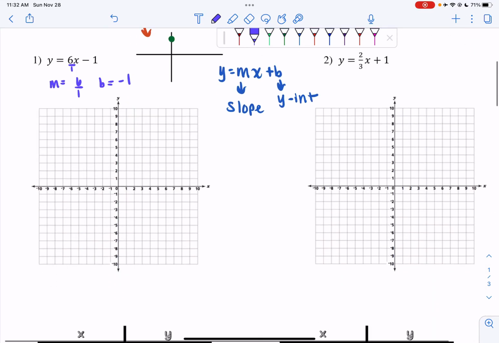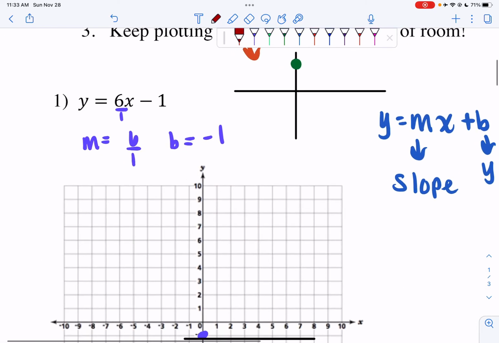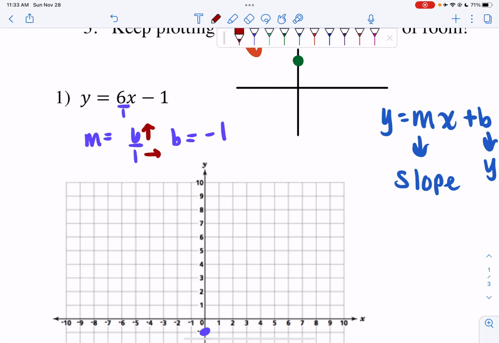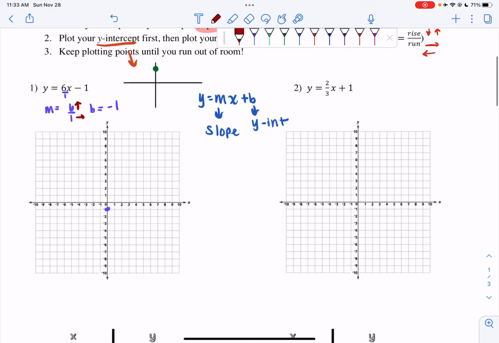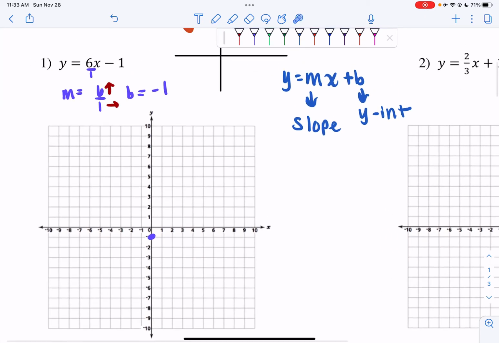So I'm going to go to my y-axis, and I'm going to plot at negative 1. So if I look right here, I'm going to plot a point right there. Now, since my slope is positive, I'm going to go up 6 and to the right 1. So 1, 2, 3, 4, 5, 6, right 1. And I plot a point at 1, 5.